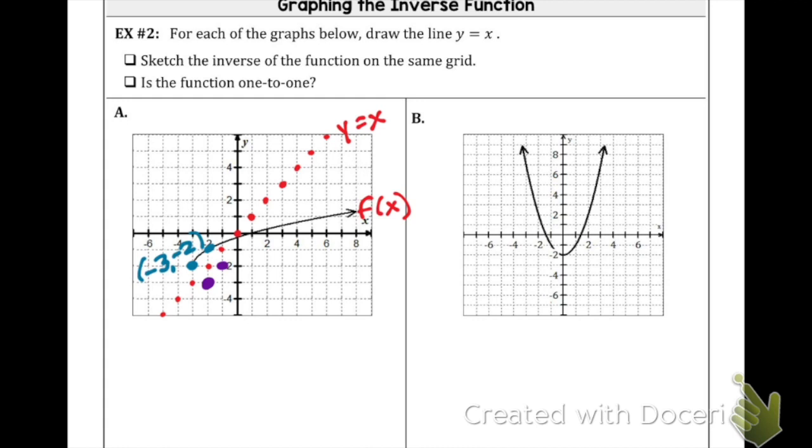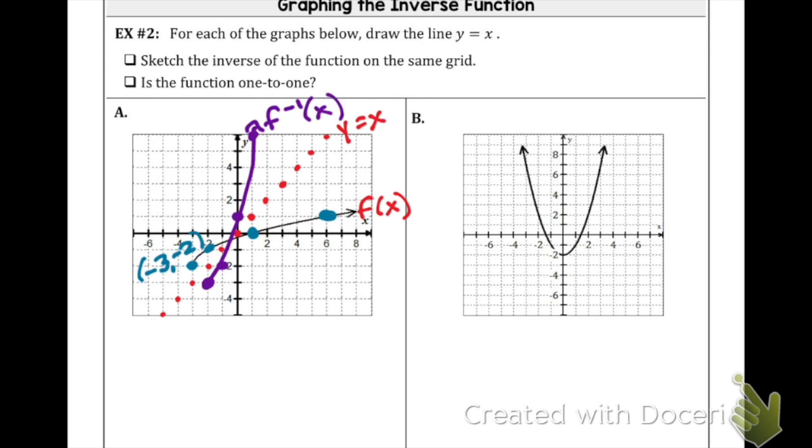My next nice point looks like it's right here at (1, 0). So flipping (1, 0) to (0, 1) would be my next point on my inverse. Let's get another one. How about (6, 1)? That looks pretty nice. So the inverse of (6, 1) would be (1, 6), which is up here. So I would have my graph kind of looking like that for my inverse. So let's call that f inverse of x.